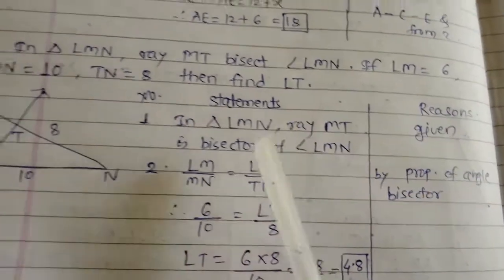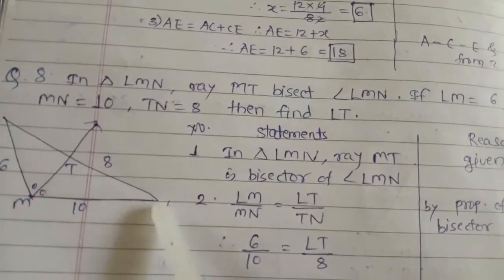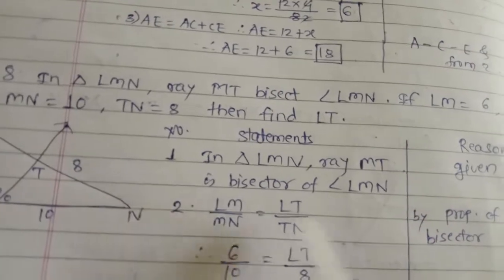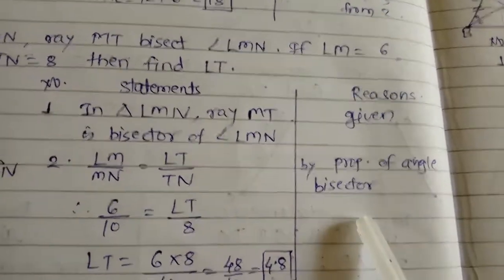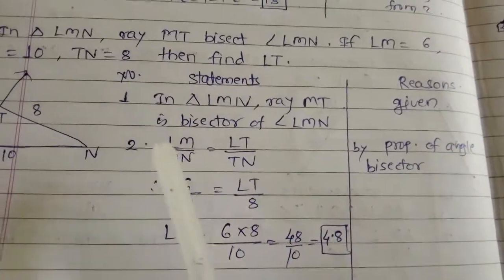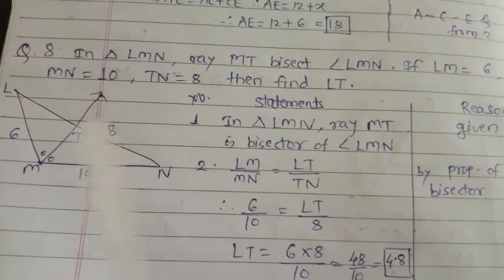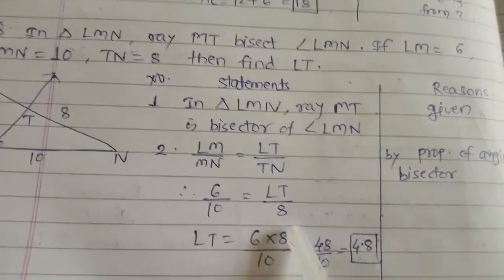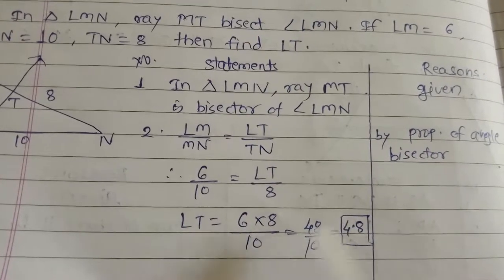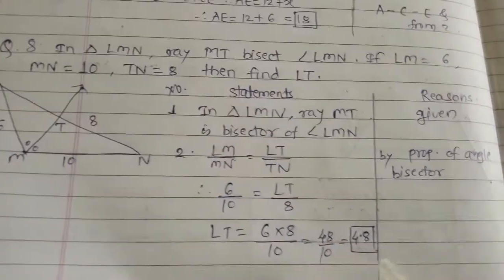It is given. So using the angle bisector property, we write LM upon MN is equal to LT upon TN. The reason is by the property of angle bisector of a triangle. Now write down the values. LM is 6 and MN is 10. LT we have to find out, and TN is 8. Now taking the cross product, we'll get LT is equal to 4.8. This is the answer.